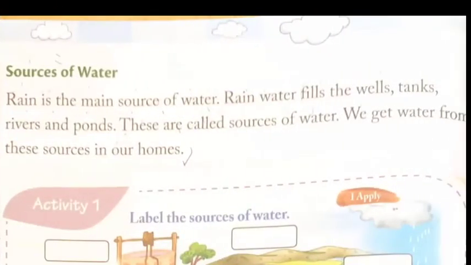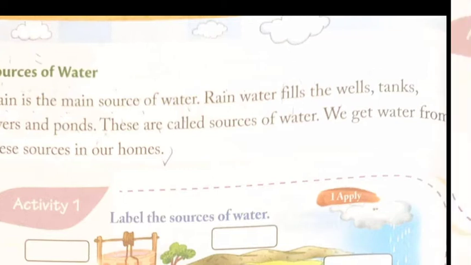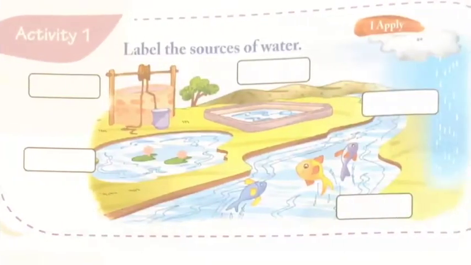Do you know about the sources of water? Where does water come from? Well, rain is the main source of water. Rainwater fills the wells, tanks, rivers, and ponds. These are called sources of water. We get water from these sources in our homes. So, following is an activity for you, and you have to see and name them.